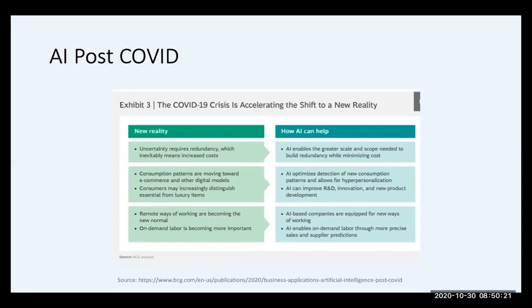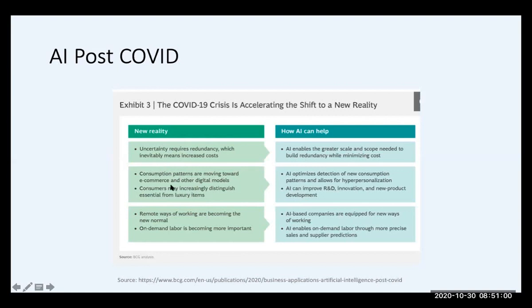There was an analysis by BCG. They found that the COVID-19 crisis is accelerating the shift to a new reality. So what is the new reality? There are a few points I want to discuss here. The new reality is that uncertainty requires redundancy, which inevitably means increased cost. But how can AI help? AI enables the greater scale and scope needed to build redundancy while minimizing cost.